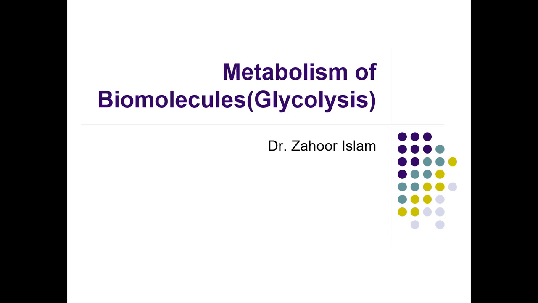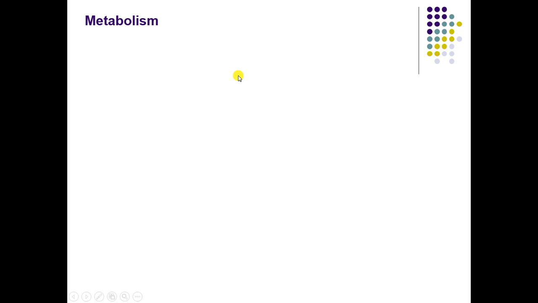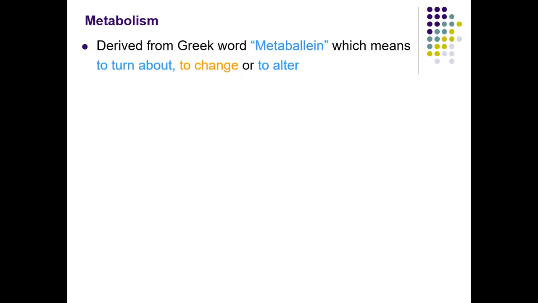So as we know, metabolism is derived from a Greek word, metabellein, which means to turn about, to change or to alter. What actually happens over there? In metabolism, there is interconversion of chemical compounds in the body. Metabolism may be either a constructive process or a destructive process.